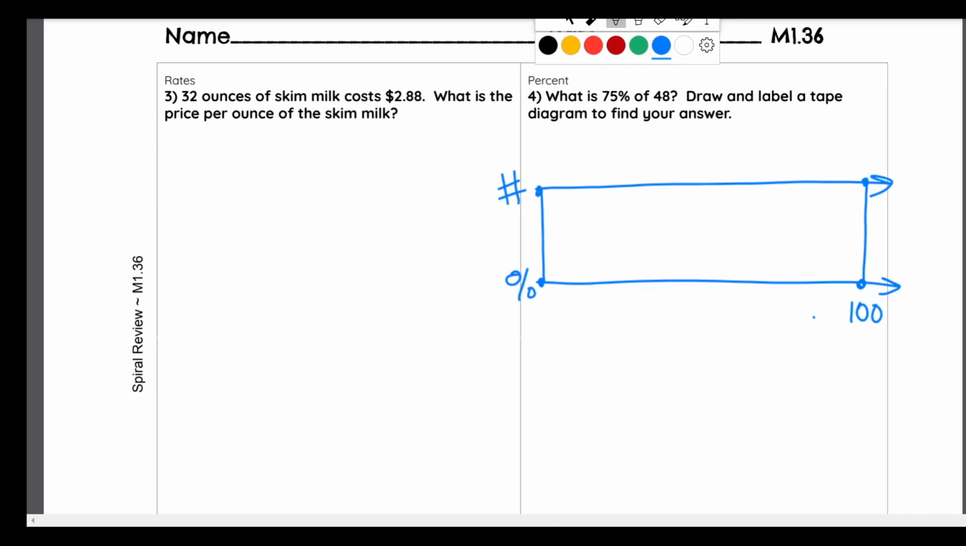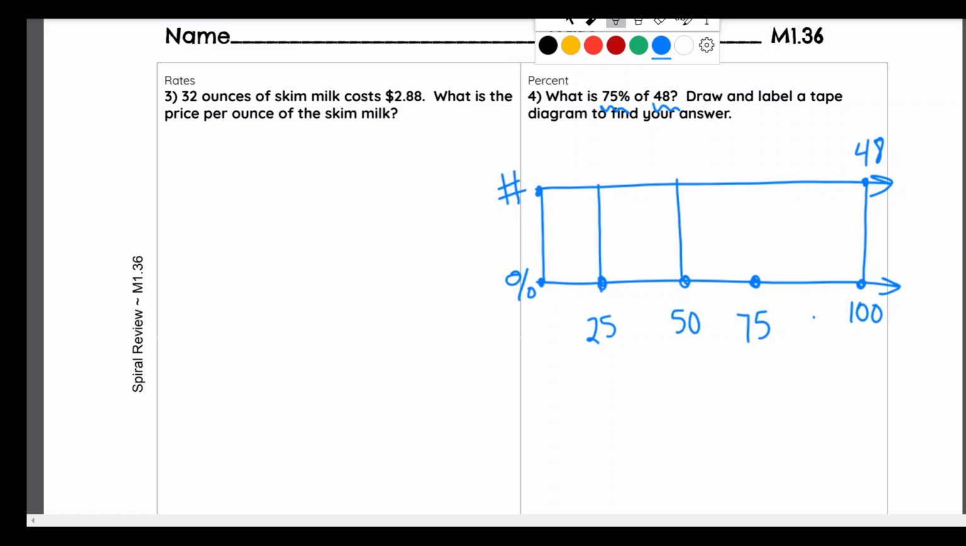48. Is 48 a part or a whole? Well, I'm looking for a percent of 48, which tells me 48 is a whole. 75% is the percent. And we've been practicing counting by 25s and 20s and 10s in class, so I see 75 and get excited because 25, 50, 75.